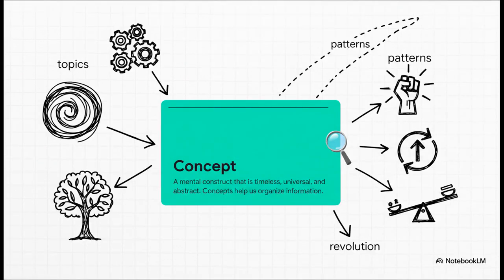All right. Now this is where the real magic happens. We pull out concepts from these topics. A concept is a mental construct, an idea like revolution or power or inequality. Notice how these are totally different. They're timeless, they're universal, they're abstract, they are not locked to any one time or place. These are the powerful, transferable ideas that let us see patterns across totally different topics and situations.